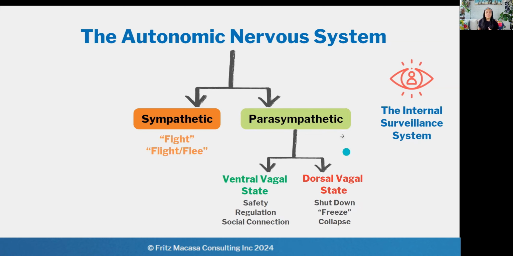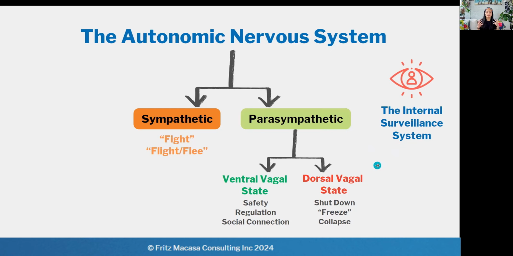Throughout the course, we will go into this in greater and greater detail each time. And by the end of this, you will know how to assess which state you are in, which is super, super cool. And inside our internal surveillance system, we have multiple lines of defense.